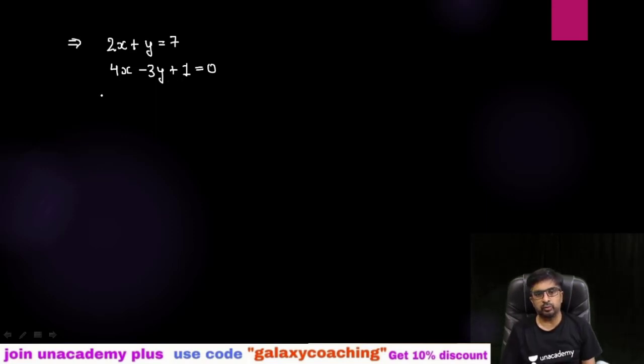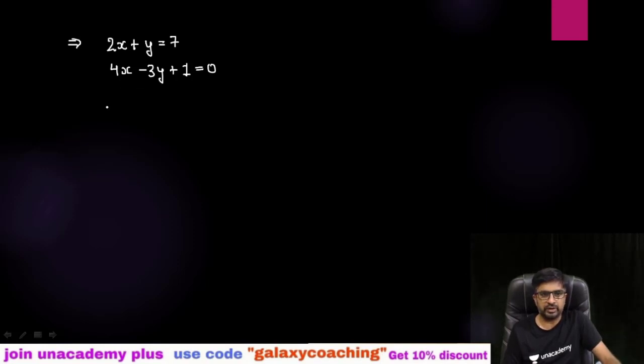So what do we need to do in the elimination method? Elimination means to cancel out or cut out. We know in many games they eliminate a player, meaning they remove that player. In that way we have to remove a term. So how can we do that? Either you need to remove the term with x or you need to remove the term with y.